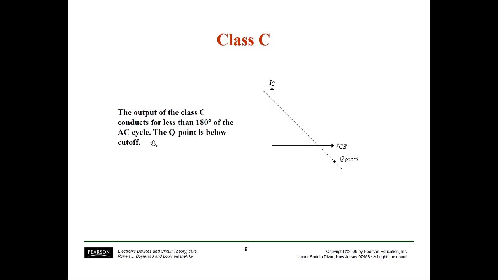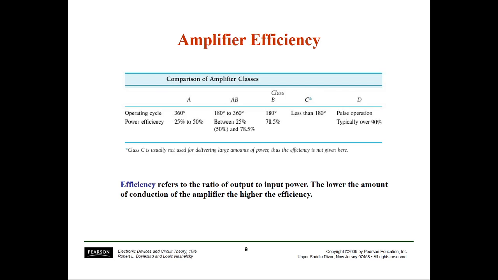In the class C amplifier, what will happen? The Q point is in the cutoff region. So the conduction of the AC is less than 180 degrees. Now we will see a comparison of efficiency.